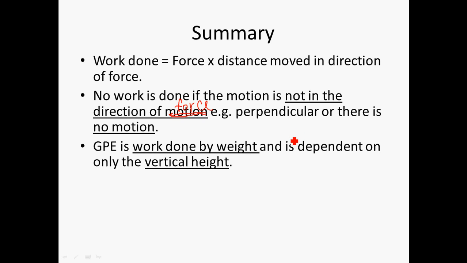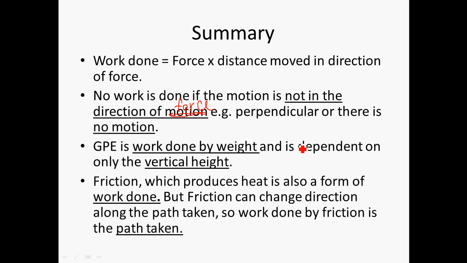Next, GPE is work done by weight and depends on the vertical height. Friction, which produces heat, is also a form of work done, but friction can change direction along the path taken. So work done by friction is along the path taken. Sorry, what I meant here is that the distance to calculate the work done by friction is the path taken.